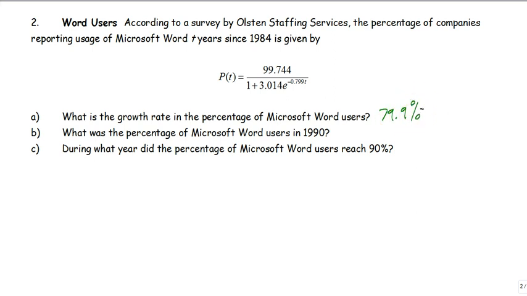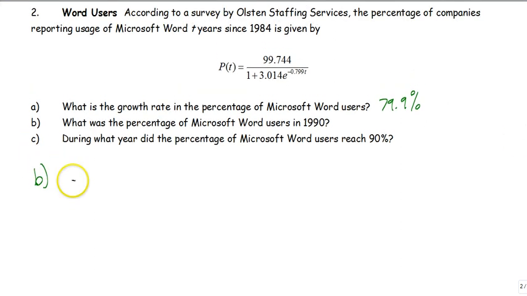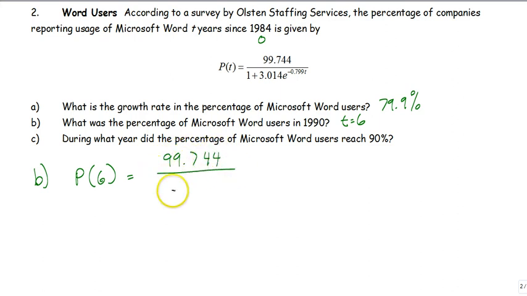What was the percentage of Microsoft Word users in 1990? Well, by hand, we want to know the percent when t is not 1990, because t equals 0 is 1984. So if 0 is 1984, to get up to 90 we get 6. So I want to know when t equals 6. So you just plug that in, and again, this is the work I require. Plug that all into your calculator, and you get approximately 97.316%, just 6 years after 1984.